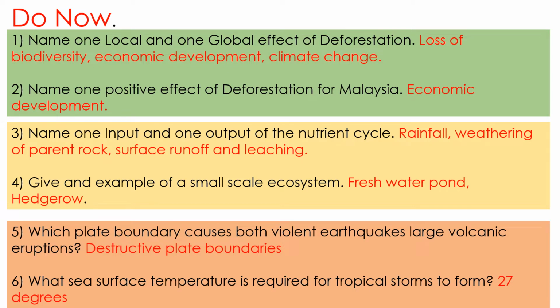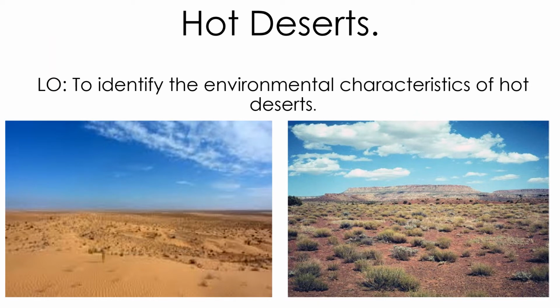Thanks everybody. So within today's lesson we're going to look at the second biome, which is hot deserts. And hopefully by the end of the lesson we're going to identify the environmental characteristics of hot deserts. If you have a look at the two images below, I think these are probably traditional images of what we think deserts are. We might describe them as dry and sandy landscapes.